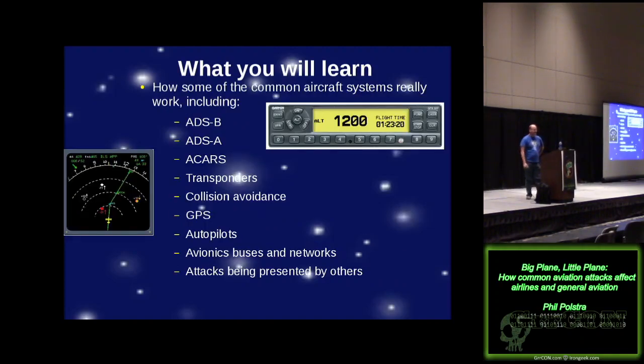So what are we going to talk about today? I'm going to talk a little bit about some of the common aircraft systems and how they work. You might have heard people talk about ADS-B. They don't talk about it so much, but something that's also relevant is called ADS-A. I hear people talk about things like ACARS and transponders and collision avoidance and, of course, GPS. You probably know about GPS because you've got it on your phone now. Autopilots and things like that. How is all this stuff connected together?